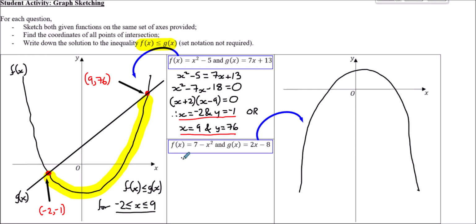They'll meet when 7 minus x squared is equal to g of x, which is 2x minus 8. If we rearrange this quadratic into the standard form, we see that x squared plus 2x minus 15 is equal to 0. This will now factorise. Two numbers that multiply to minus 15 and add up to 2 are going to be positive 5 and negative 3.